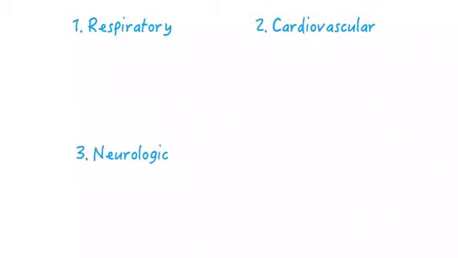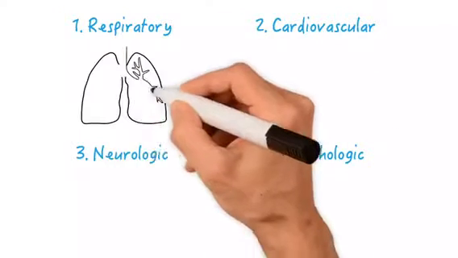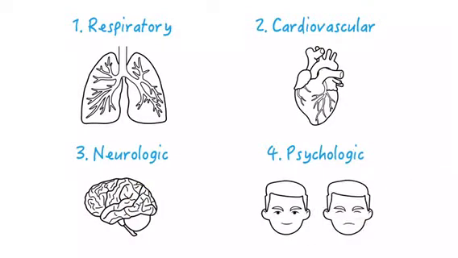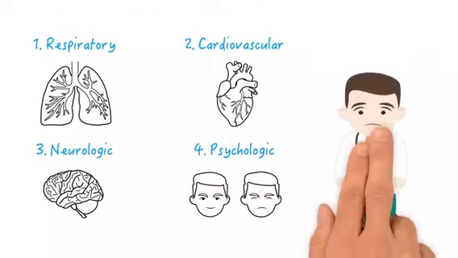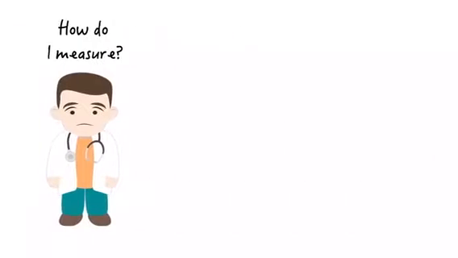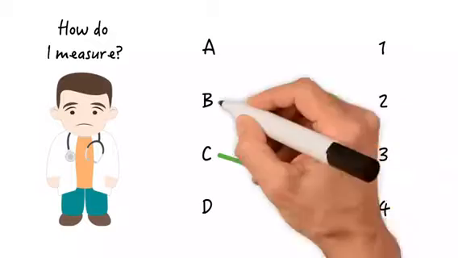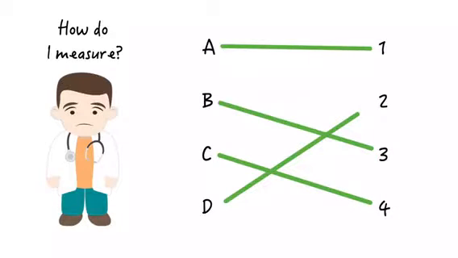Okay, so success with extubation is related to assessing 4 key areas: the assessment of the respiratory, cardiovascular, neurologic, and psychologic status of the patient. Each of these areas can be assessed using a variety of indices, but the challenge is sometimes choosing which indices to use for each key area.